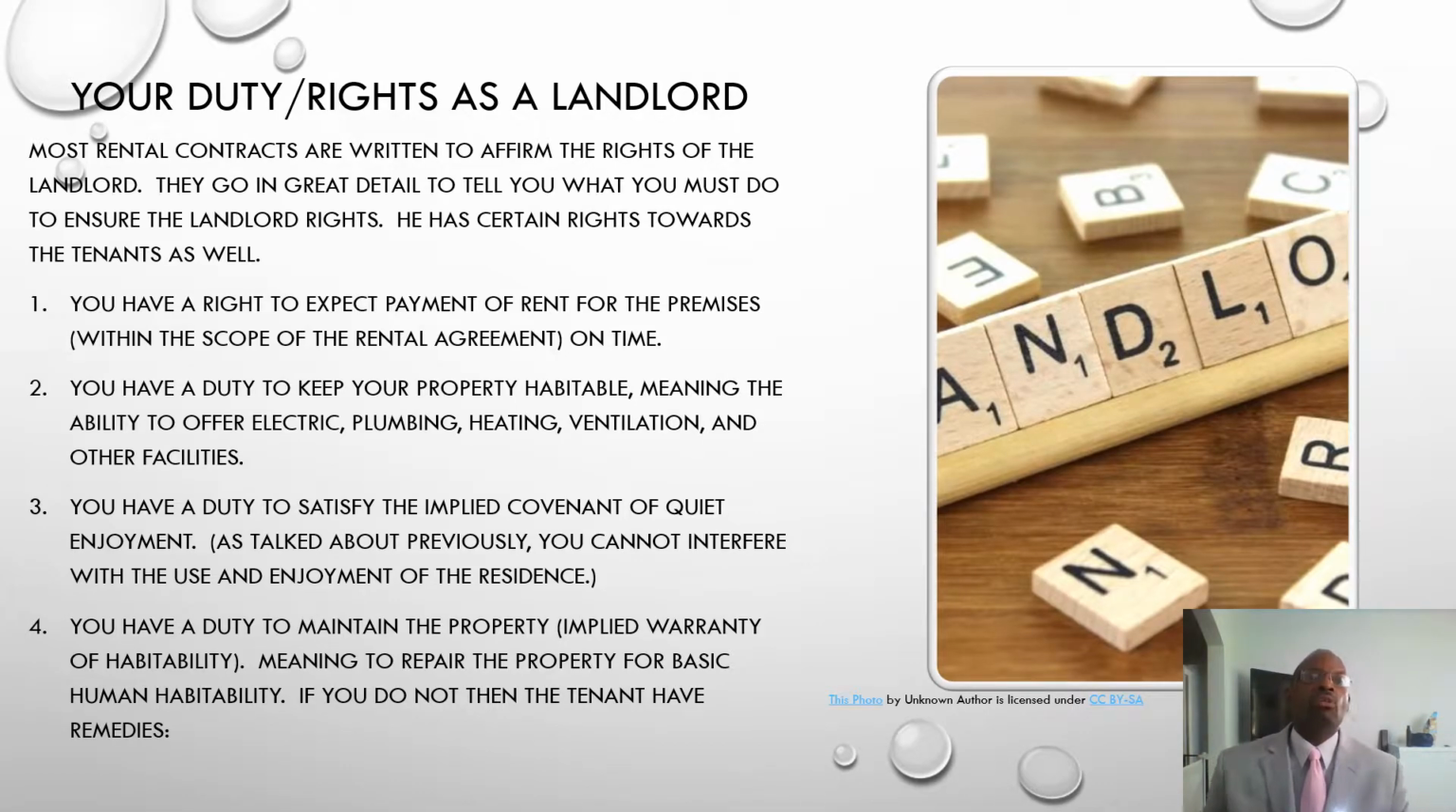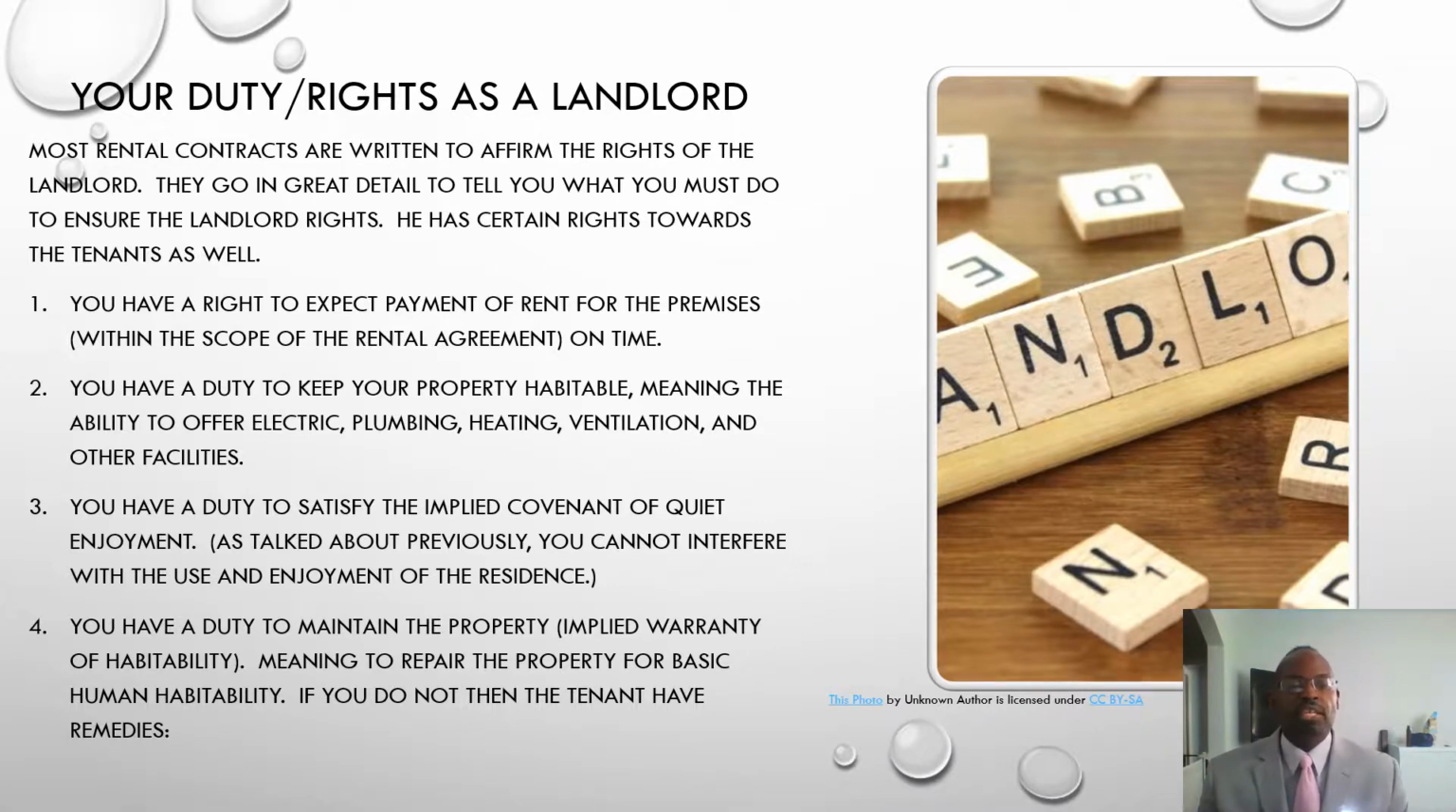Okay. Now, the landlord has rights as well. He's got a duty and he's got some rights. Most rental contracts are written to affirm those rights. Okay. Now, the landlord has a right to expect payment of rent for the premises on time. I can't stress that enough. On time. They also have a duty to keep your property habitable. That means the ability to offer electric, plumbing, heating, ventilation, and other facilities. Okay. If you don't have something, you need to make sure that it's there.